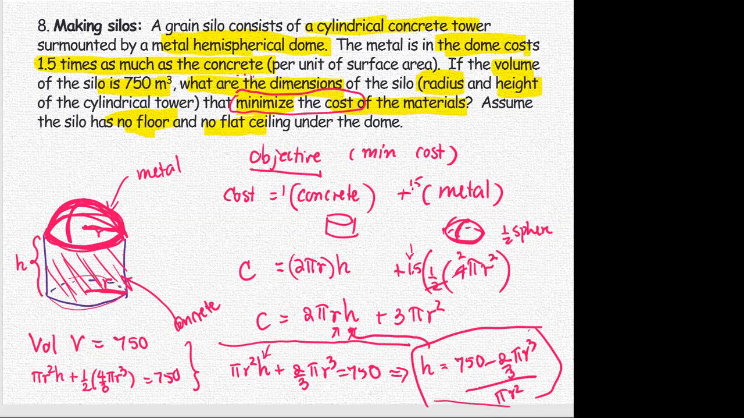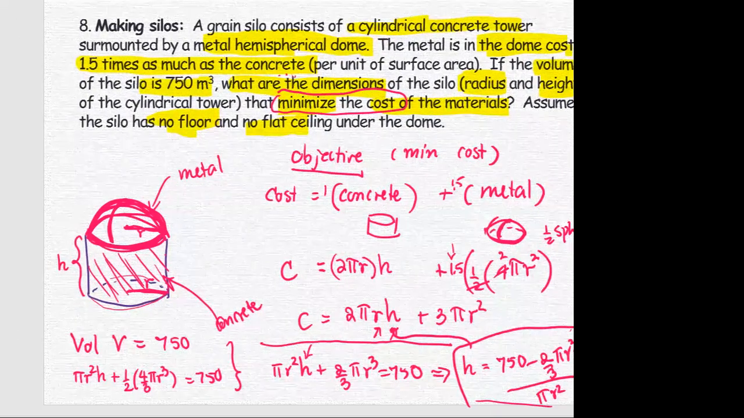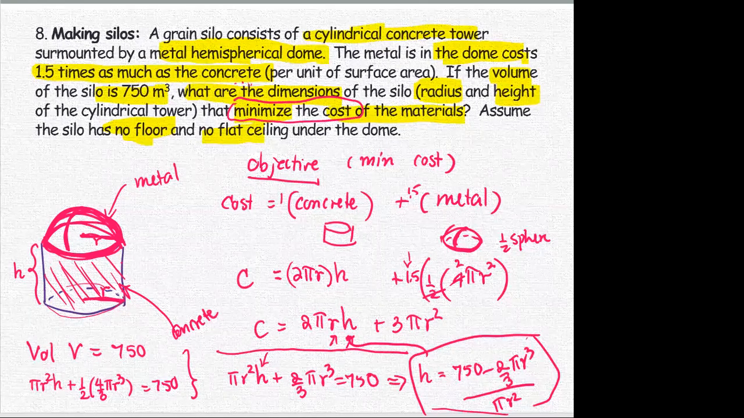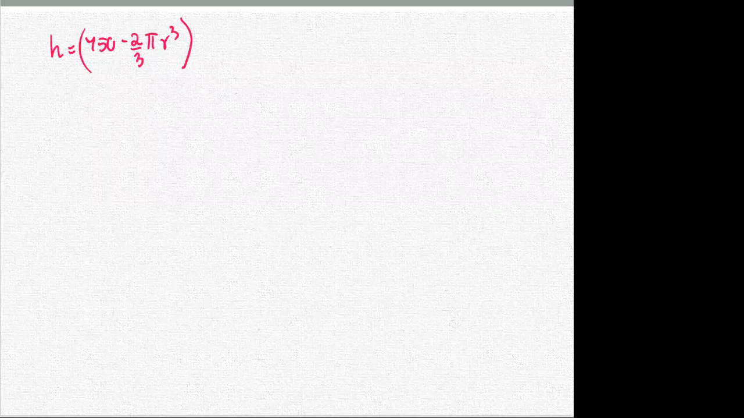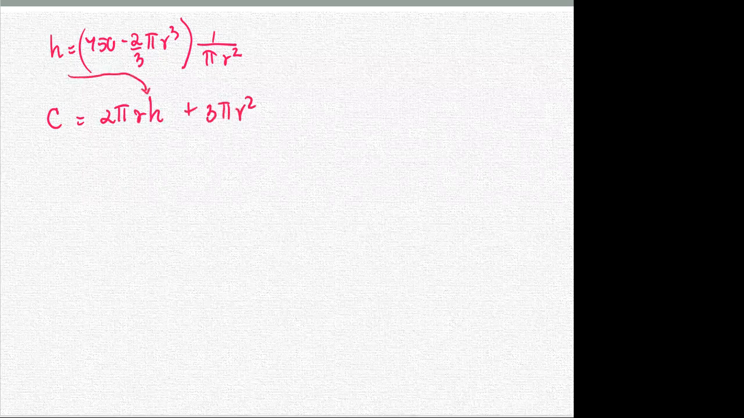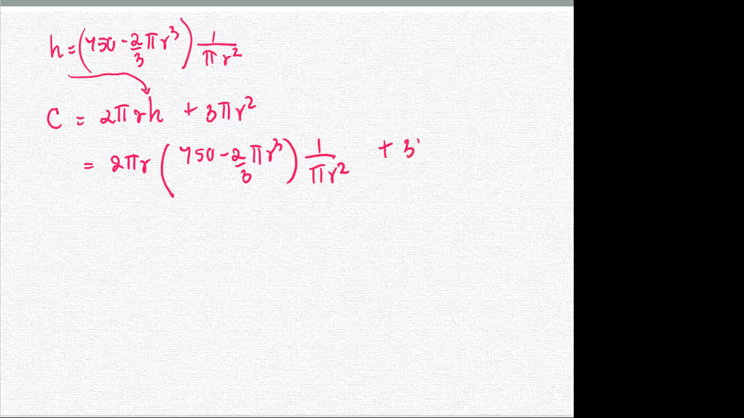Okay, and then I'm going to rewrite it in the next slide with the information that we have. So far we have h equals 750 minus 2 over 3 pi r to the third. I'm going to write it by avoiding the complex fraction, so multiply by the reciprocal of the denominator. And then the cost, which is 2 times pi times r times h plus 3 pi r squared. Now I'm going to replace the h with the term that we just got from the constraint. So 2 pi r multiplied by the h, which is 750 minus 2 over 3 pi r to the third multiplied by 1 over pi r squared, plus 3 pi r squared.